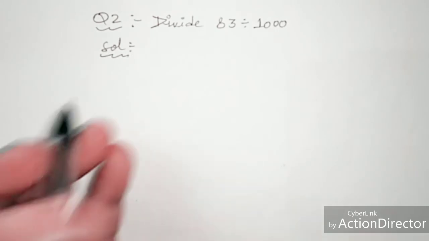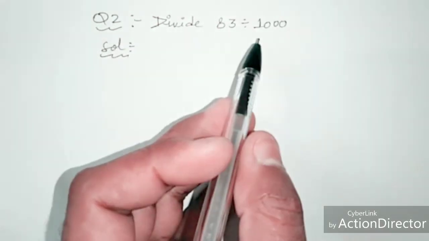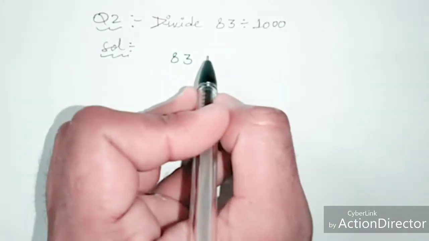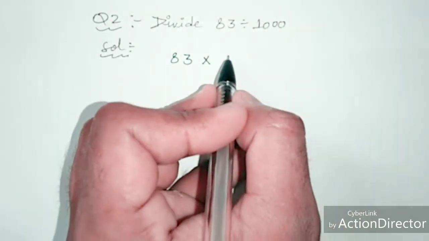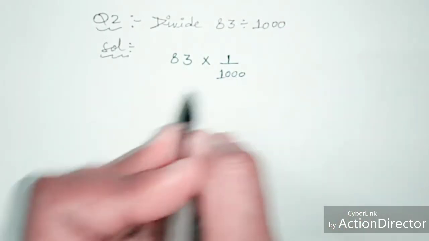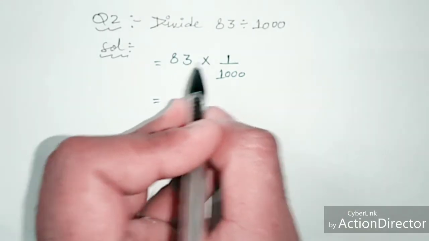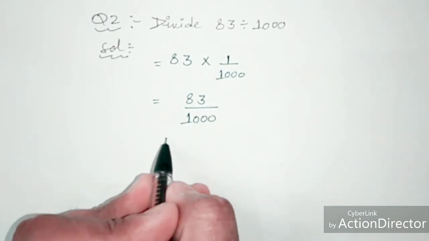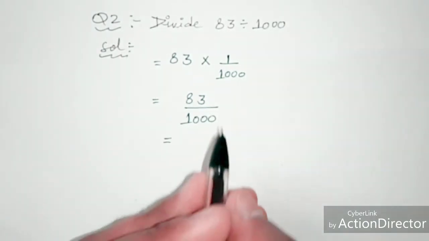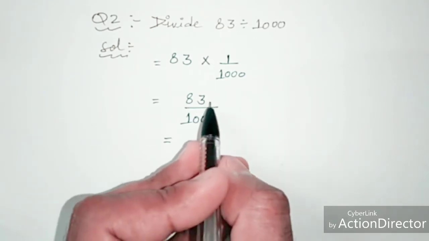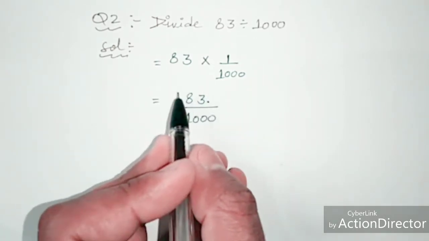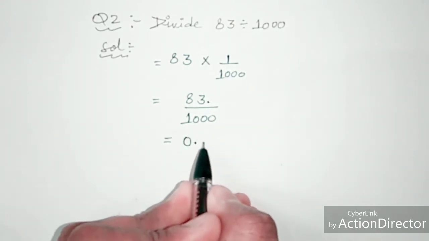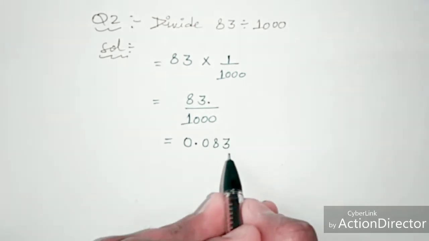In this example, example number 2, divide 83 by 1000. So here we first write 83, then the divide symbol changes into multiplication, and after that we take the reciprocal, 1 upon 1000. When you multiply 83 by 1 we get 83 upon 1000. So here we all know that if the denominator has 3 zeros, the decimal moves 3 places to the left-hand side, so we write 0.083.